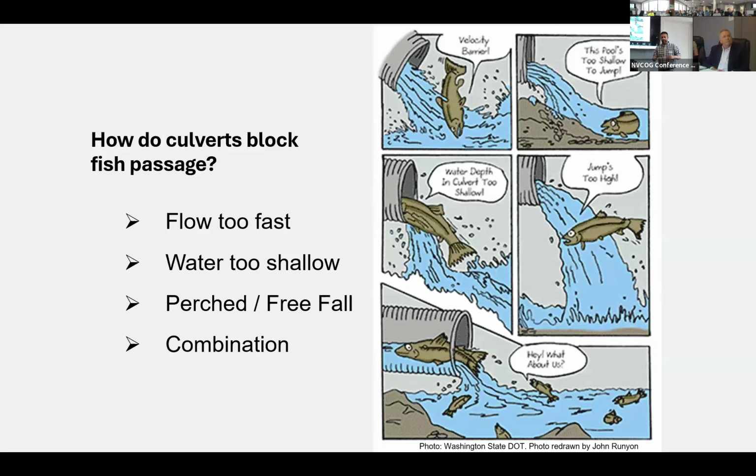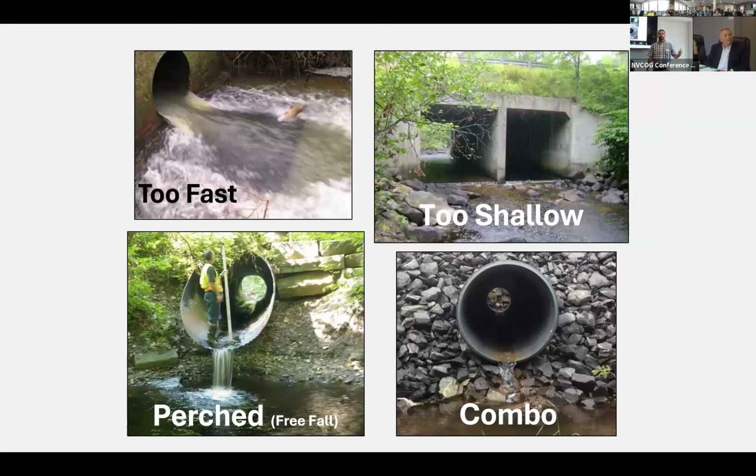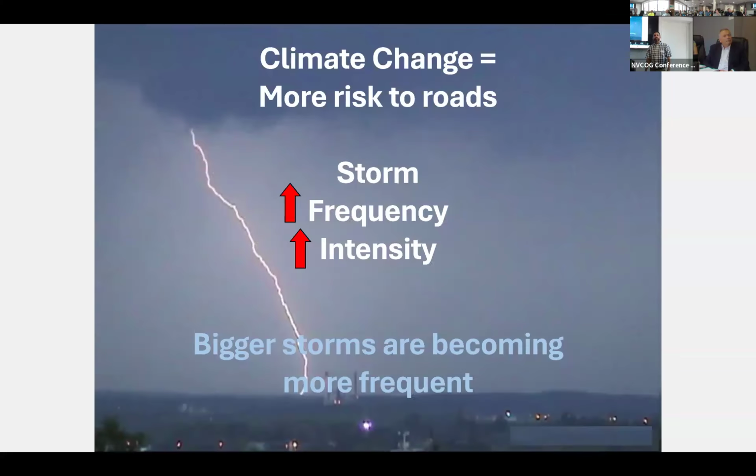So how do culverts block fish passage? Some of this is obvious, but maybe it's not. Flows too fast, we call that a velocity barrier. Water is too shallow, we call that a depth barrier, or the fatal perch. We don't have fish that can jump. This is not Alaska. We don't have salmon that can jump into the mouth of a grizzly. They don't jump into culverts. So the perch, and most often it's a combination of the two. We'll breeze through some of these examples. So too fast, too shallow, perch are often a combination of those effects. Obviously, with climate change, this is creating more risk for our roads.